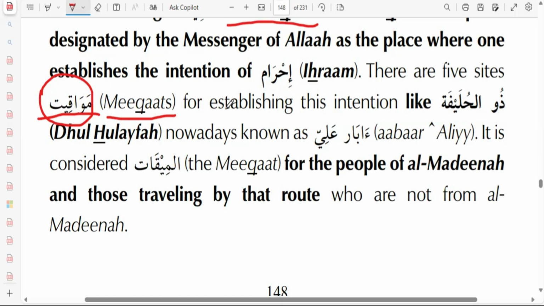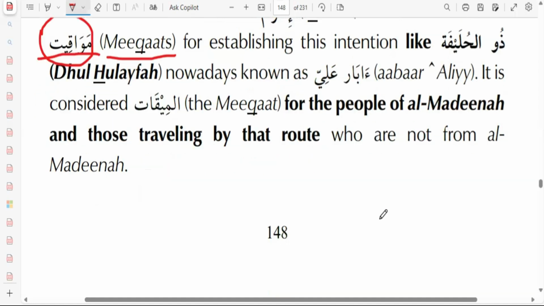There are 5 sites, miqats, for establishing this intention, like Dhul Hulayfa, nowadays known as Abar Ali. It is considered the miqat for the people of Al-Madinah and those traveling by that route. Anyone who goes to Mecca through the way the people of Medina would, then they can't cross the miqat, which is Dhul Hulayfa, without being in a state of ihram. It is considered the miqat for the people of Al-Madinah and those traveling by that route who are not from Al-Madinah.